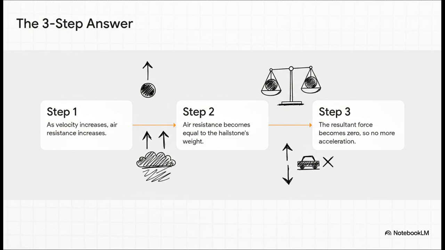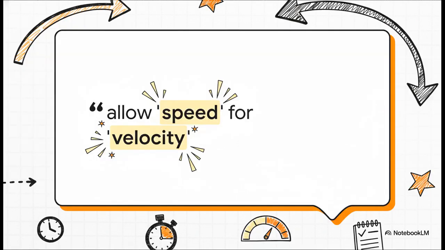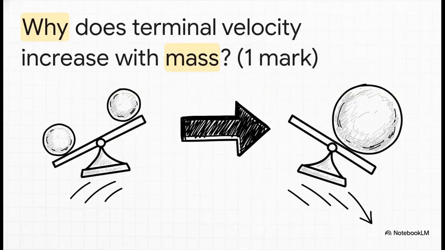Boom, 3 marks. And hey, here's a little pro tip, taken directly from the examiner's own notes. In this specific answer, they'll let you use the word speed instead of velocity. It's a nice little reminder that they're testing your understanding of the physics, not just trying to catch you on a technicality. Okay, let's build on that.